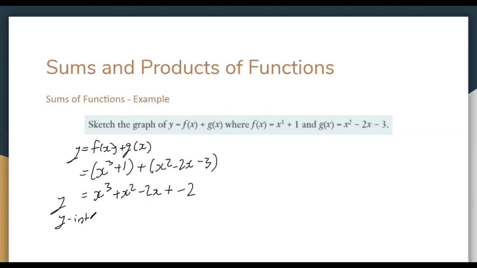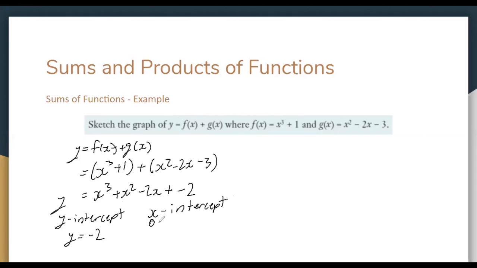So how do we get the y-intercept? Well, we let x equal 0. And if we have x equal to 0, then x cubed, x squared, and minus 2x are all going to disappear. So our y-intercept is just going to be y equals minus 2. And we also need our x-intercept. In order to get our x-intercept, we have to let our y equal 0.